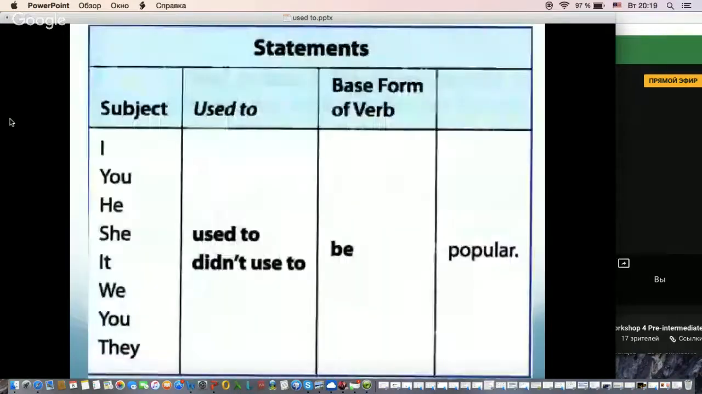Good. And now some other patterns of the construction used to plus base form. So, как же мы можем сделать отрицательную форму?